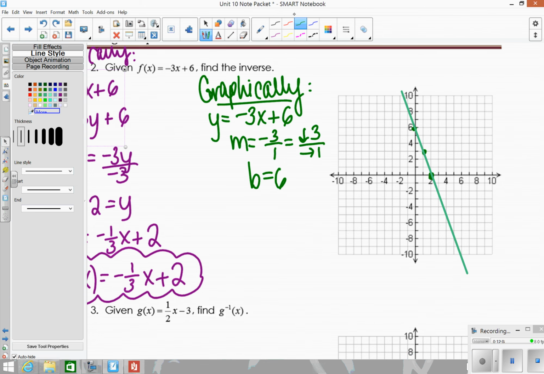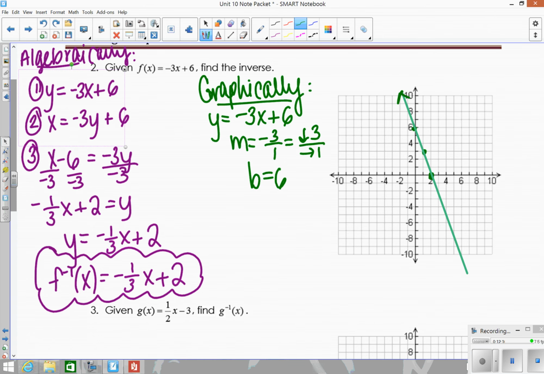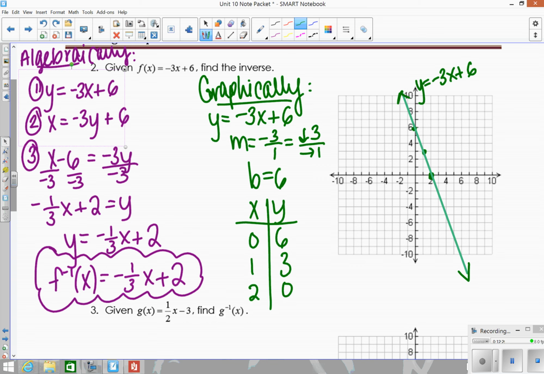So I'm going to go ahead, I'm going to label this, and then we'll write our table. So y equals negative 3x plus 6 for this. The table is going to be 0, 6, 1, 3, and 2, 0. And then to get the inverse, remember we're doing the reflection over the line y equals x.